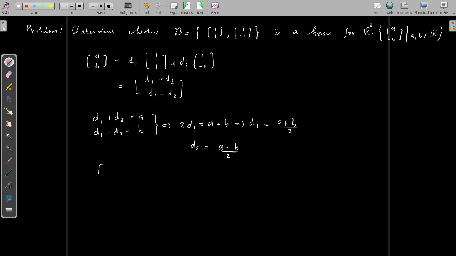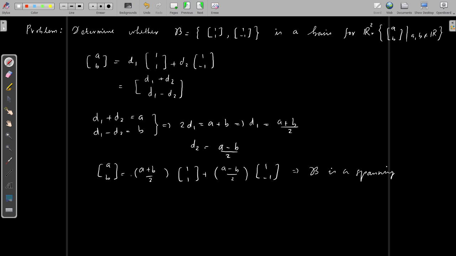That means (a, b) can be expressed as a linear combination of (1, 1) and (1, -1), by taking d1 as (a plus b) by 2 times (1, 1) plus the other coefficient (a minus b) by 2 times (1, -1). When you add this, you get a in the first component and b in the second component. Okay, so this implies B is a spanning set.